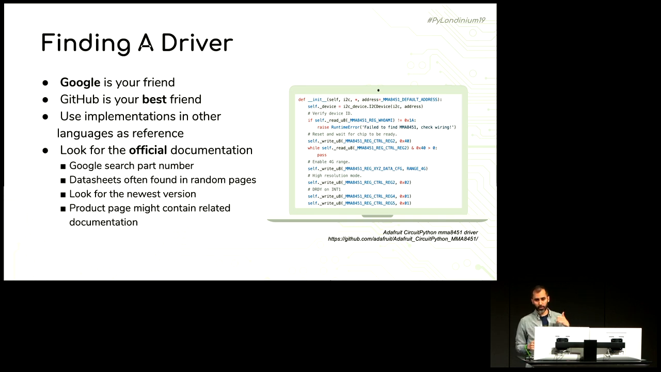But don't forget to look for the official information. So go into Google, just put the part number. Hopefully the manufacturer will be one of the first results. Sometimes you'll find data sheets on other websites, and that's fine. Just make sure that you're getting the latest version of the data sheet. Those downloads are sometimes old. And make sure that you still visit the official product page, because that will contain additional information, additional code, things like errata and application notes.